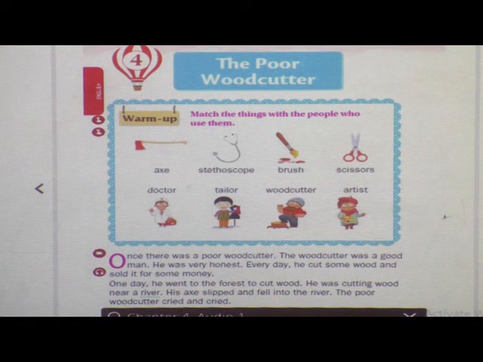The poor woodcutter. Once there was a poor woodcutter. The woodcutter was a good man. He was very honest. Every day he cut some wood and sold it for some money. One day he went to the forest to cut wood. He was cutting wood near a river. His axe slipped and fell into the river. The poor woodcutter cried and cried.